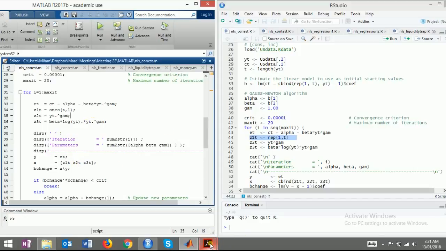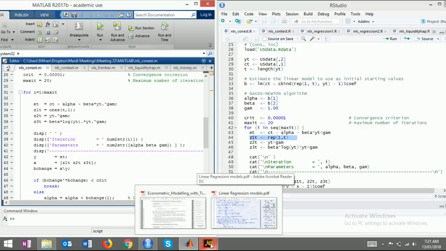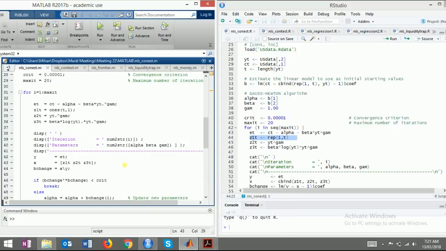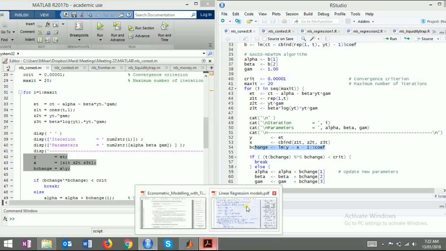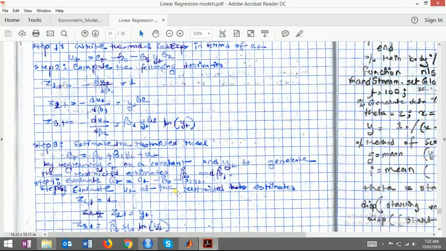Estimate the restricted model by regressing CT on a constant and yt to generate the restricted estimates beta naught, beta 1. So y equals ct, x equals z1t, z2t, z3t. B change is x by y. How is this coming? Alpha, beta, gamma. Very simple. Y equals ct, x column bind, B change. Now let's look into B change. B change is coming from here.